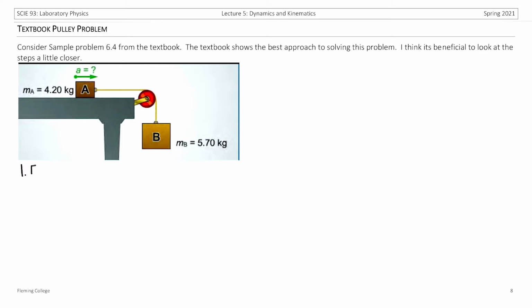Step 1, draw free body diagrams. Note, in pulley problems, we have two objects, so we draw two free body diagrams. In this case, we have a block and it has a mass, but because the textbook tells us that this is a frictionless table, we have no need to consider the weight and normal forces on this block. Our focus is entirely in the horizontal direction, so we know we will have a force of tension acting in that direction. Let's switch our focus to block B.